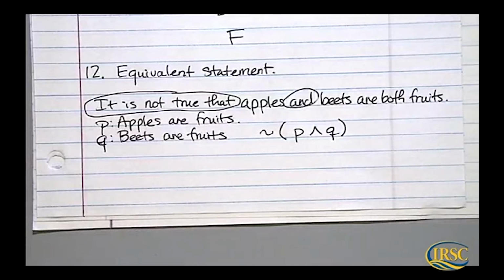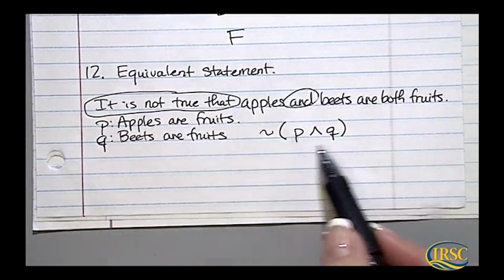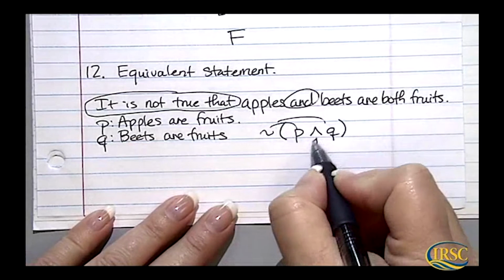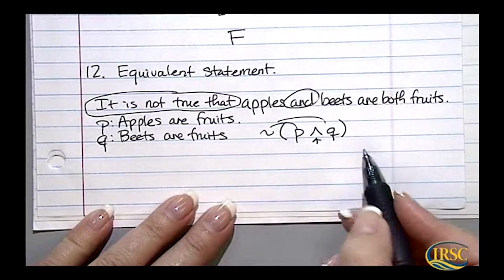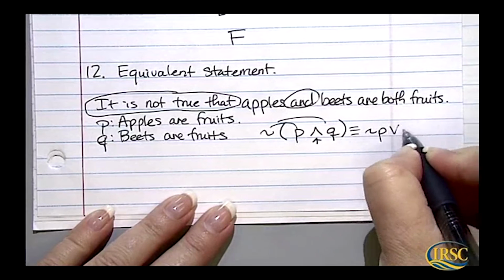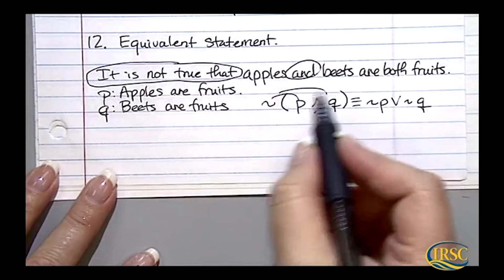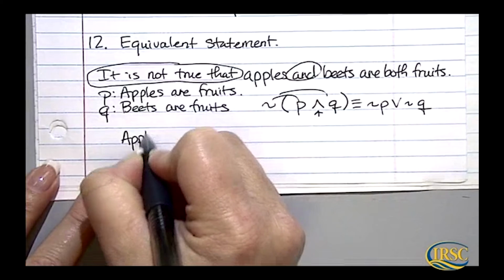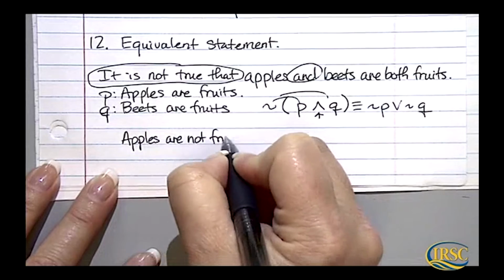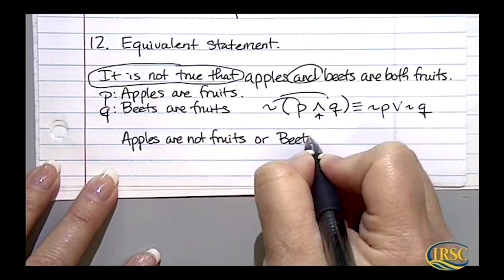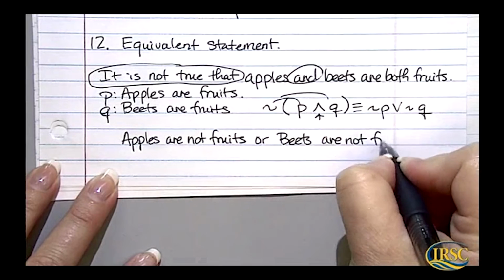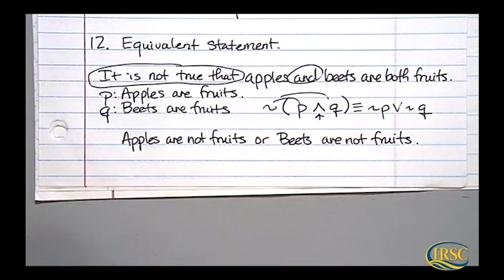Now, in the directions it said use De Morgan's law, so that was a hint. That may or may not appear on the test. You're just looking for an equivalent statement. And when you see this, then you know you can use De Morgan's law to make an equivalent statement. So we're going to distribute that negation and flip the and. So not P or not Q. And so to write that, we get apples are not fruits or beets are not fruits. Or you could say an apple is not a fruit or a beet is not a fruit. So that's the equivalent statement.